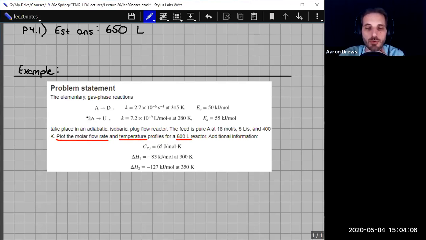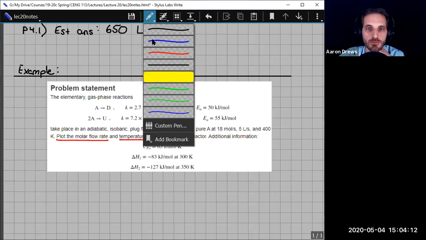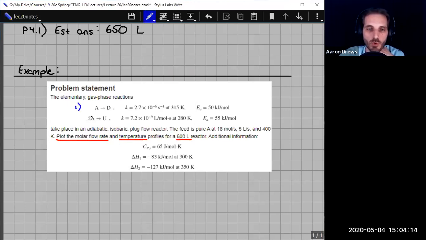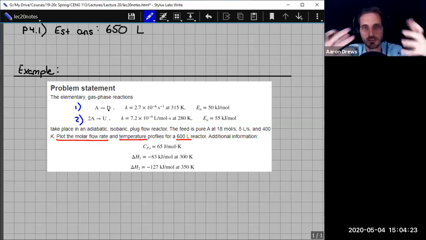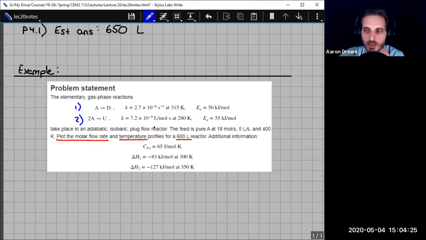The difficulty with the problem comes in because of the number of things that we have to keep track of. First of all, we have two reactions, right? We've got one reaction of A going to a desired component. We've also got another reaction of two A's coming together and sticking together, forming an undesired component. And that's usually not a good thing. We don't like to have undesired components.